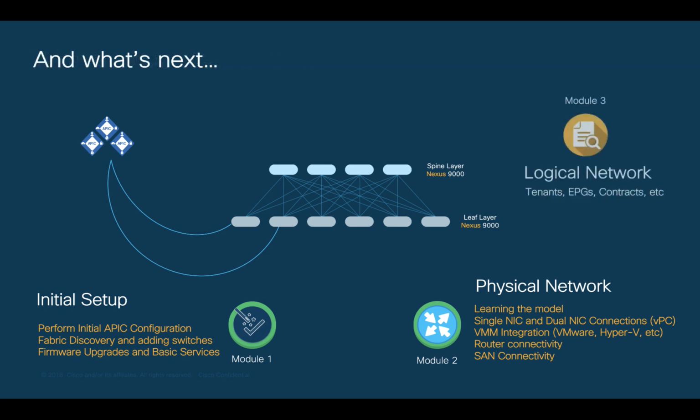In the next module, we will learn how we want to define communication between different endpoints by configuring the logical network and using things like tenants, EPGs, contracts, and so on. But before we do that, I would like to close this module by sharing a few best practices that may help you as you perform the access policies configuration tasks.